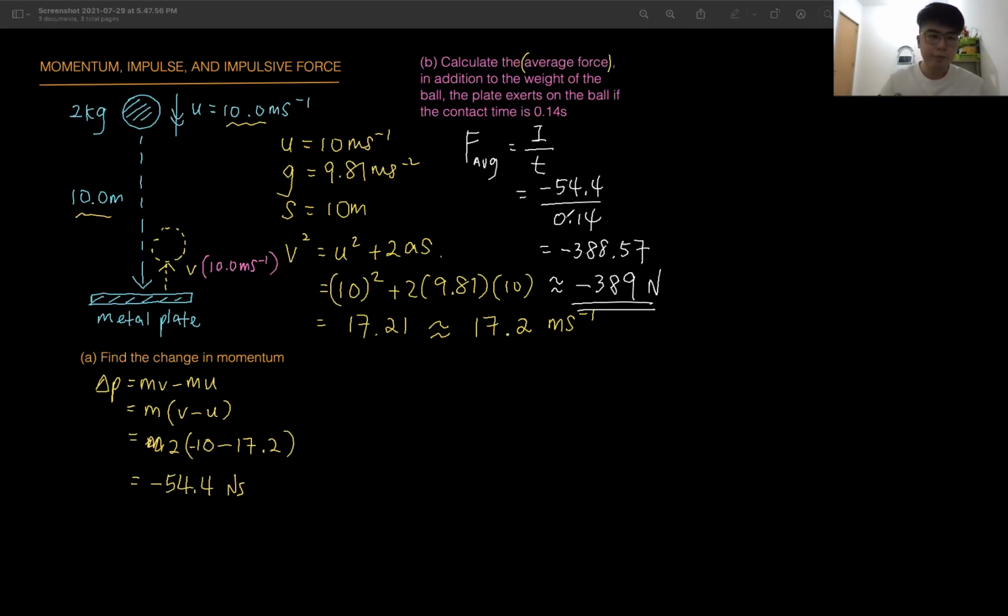Why does it have a negative? Negative means upward, right? We are taking downward as positive. Always take the initial direction as positive. So negative 389 means that this force is opposing the motion.